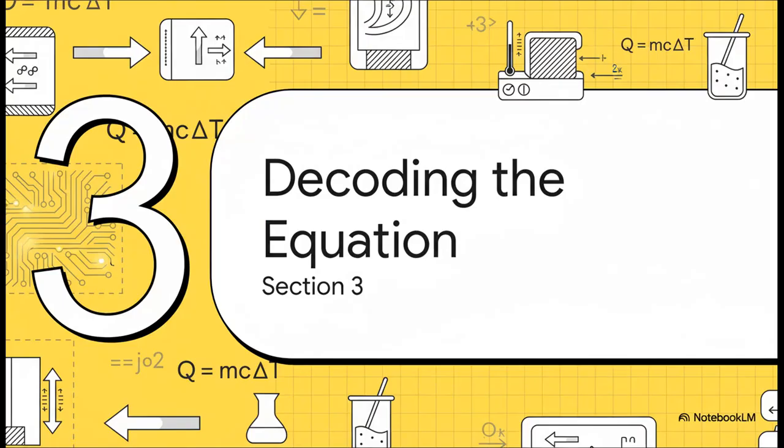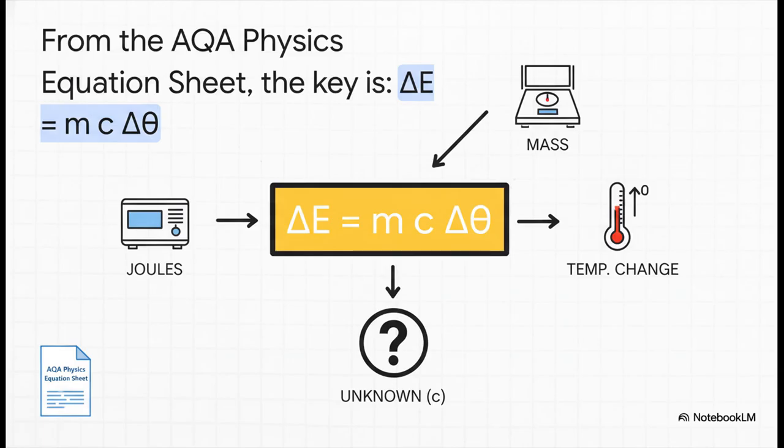Right, so for any good scientific mission, you need a blueprint, a plan. And in physics, that's almost always an equation. This is the secret code that lets us turn the numbers we measure in the lab into the answer we're actually looking for. And here it is, the big one. This will be on your AQA physics equation sheet, so you don't need to memorize it, but you absolutely have to understand what each bit means. It's change in thermal energy equals mass times specific heat capacity times the change in temperature.